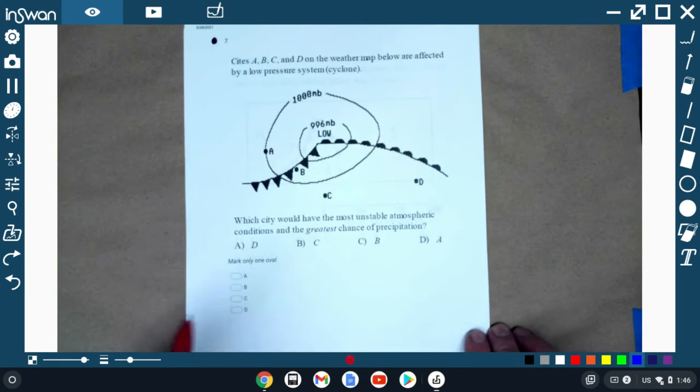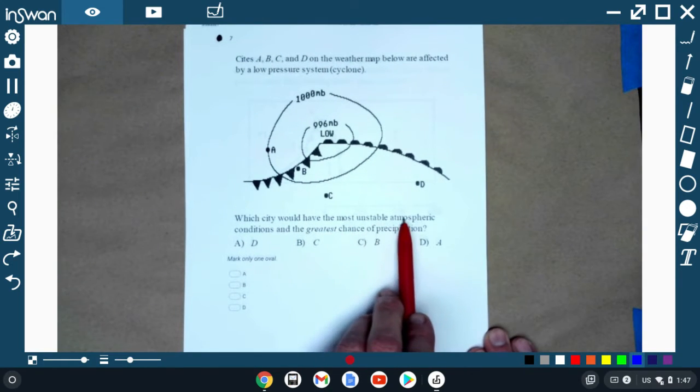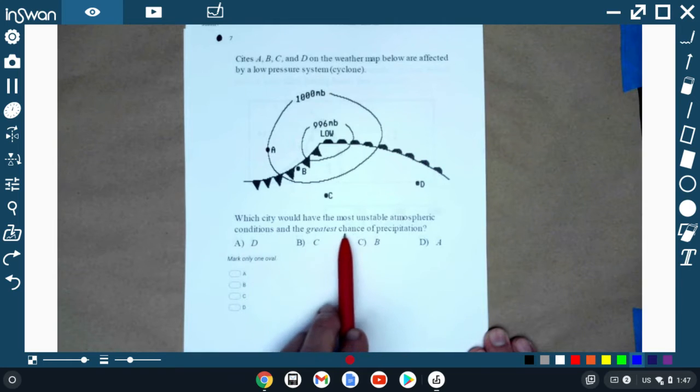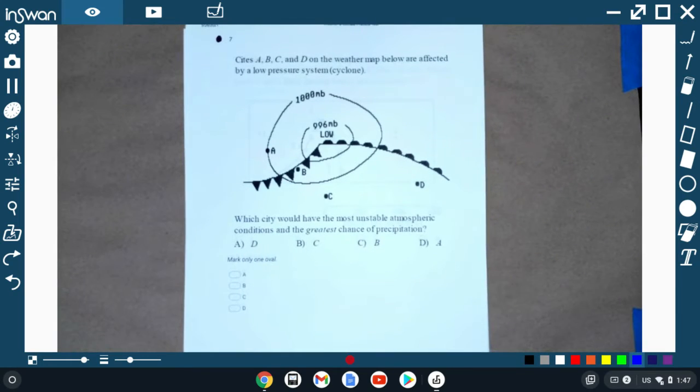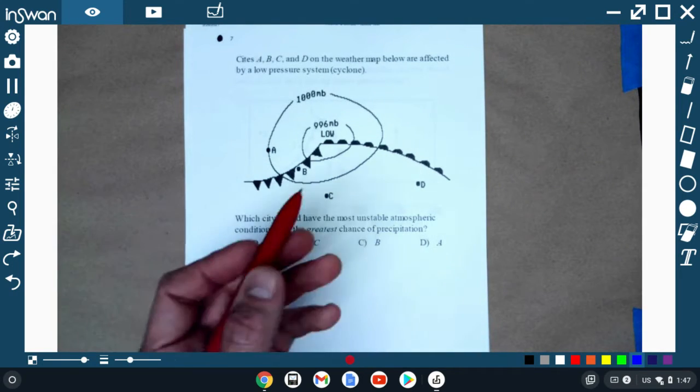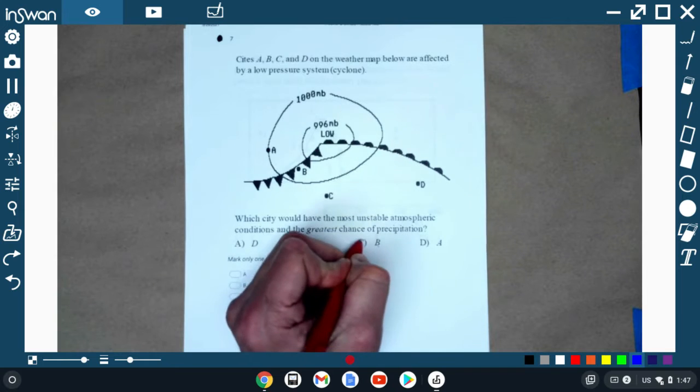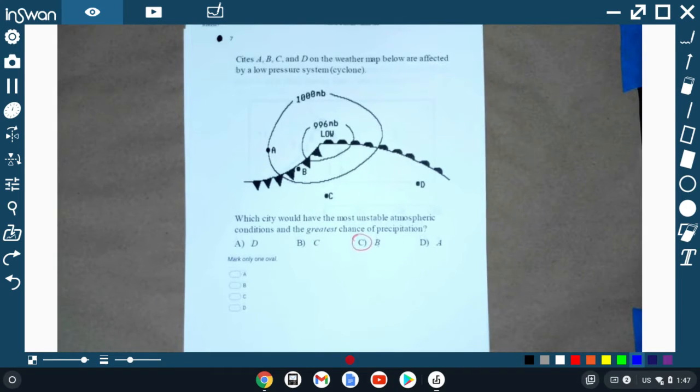Now the question is, which city would have the most unstable atmospheric conditions and the greatest chance for precipitation? That means it would be a city that's closest to the fronts, because remember, a front brings a change of weather. With warm fronts we have some precipitation, but cold fronts bring heavy precipitation. So which city is most likely closest to one of those fronts? That would be letter B. So location B is actually answer C here.